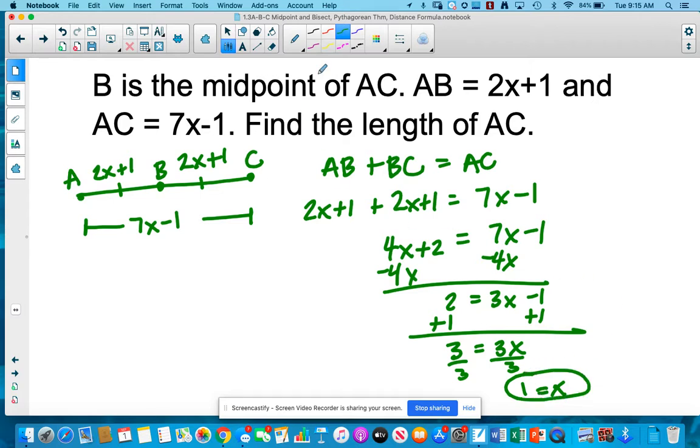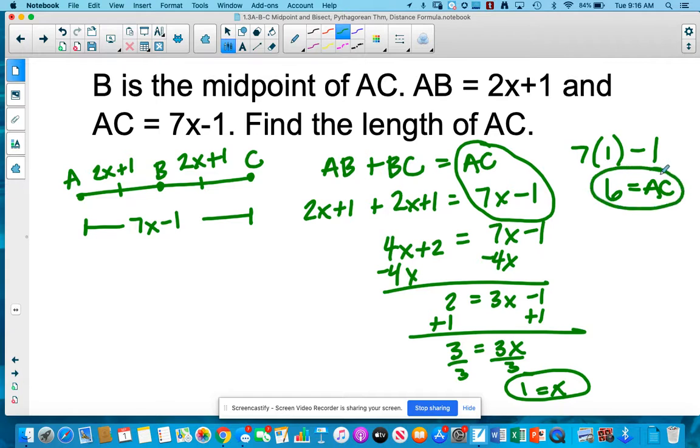Now let's go back and we'll find out what they want us to find. It says find the length of AC. AC is 7x minus 1, so I'm going to plug it in. 7 times 1 minus 1 would be 6. So 6 is equal to AC.